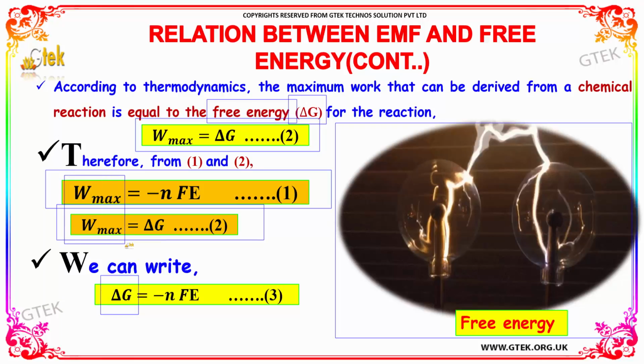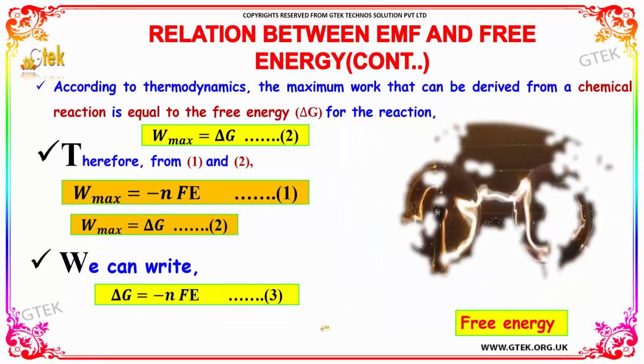Therefore, from the first equation and second equation, we can write this equation as delta G. Since W max is common in both cases, we can equate the other sides of the equation. So delta G is equal to minus nFE. That can be mentioned as equation number 3.